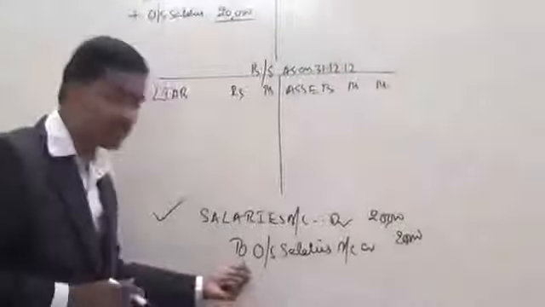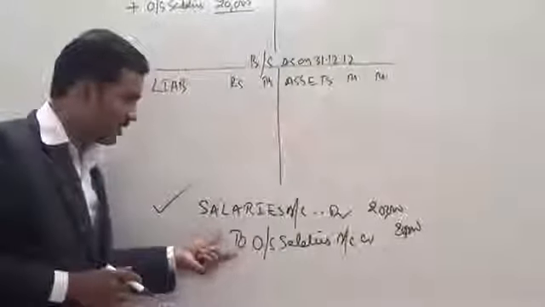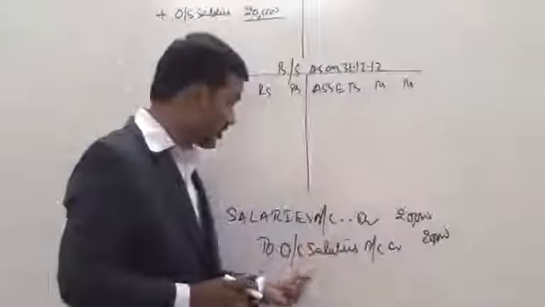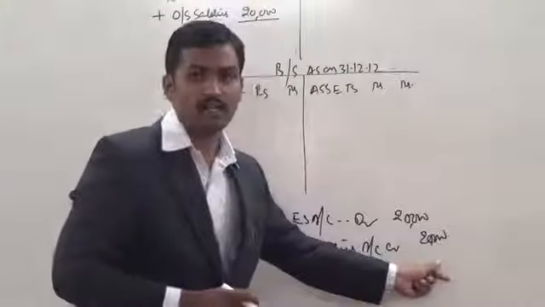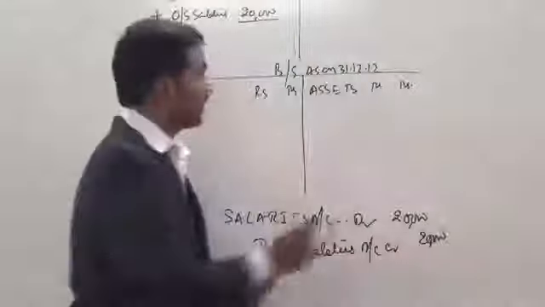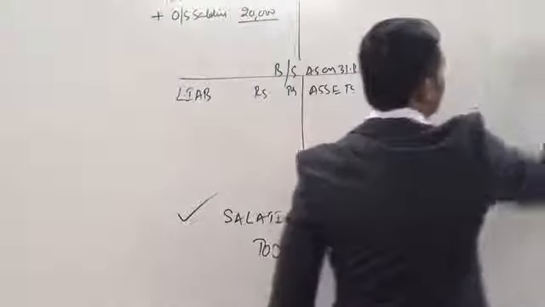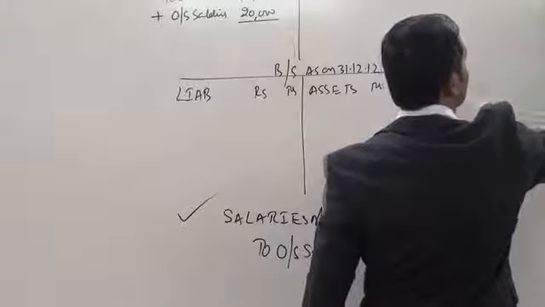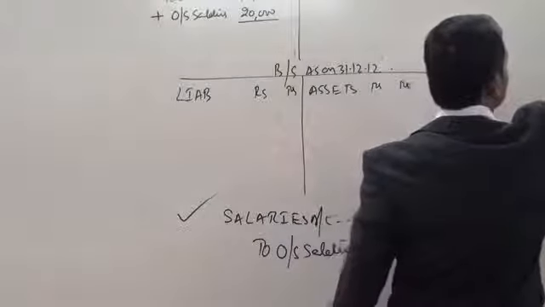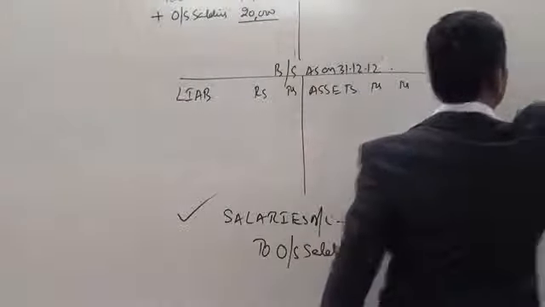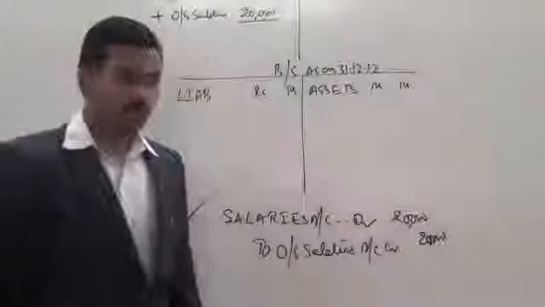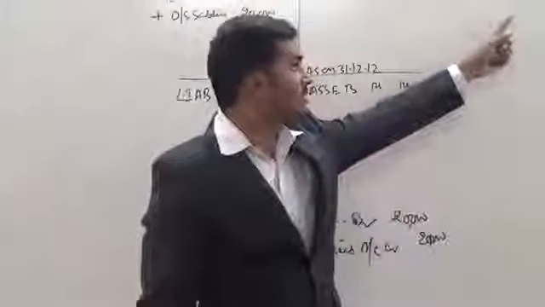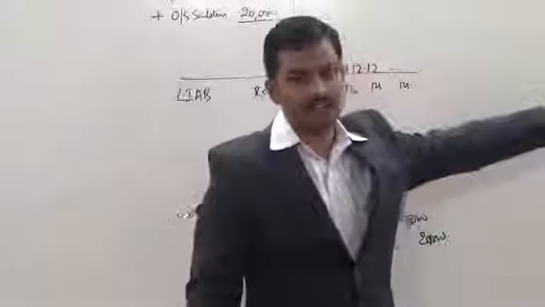Now I have to give the second effect also. Because of this entry, the outstanding salaries account should be credited. Because of this entry, a new account will be opened in the background. It is called the outstanding salaries account. This account will be credited by salaries 20,000.